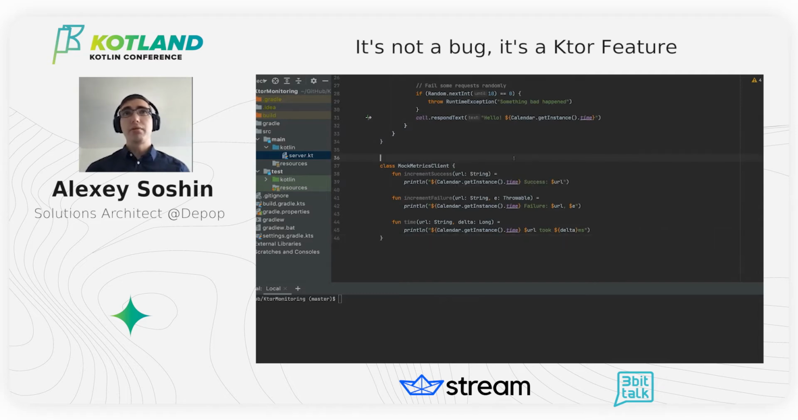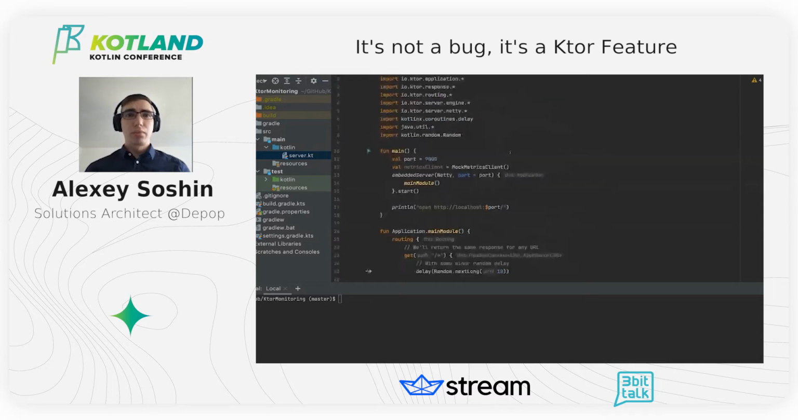So here we have three methods: increment success, increment failure, and time, which will measure the delta between the request and the response. Each of them will simply output the current timestamp, some kind of message, and the URL to the console.